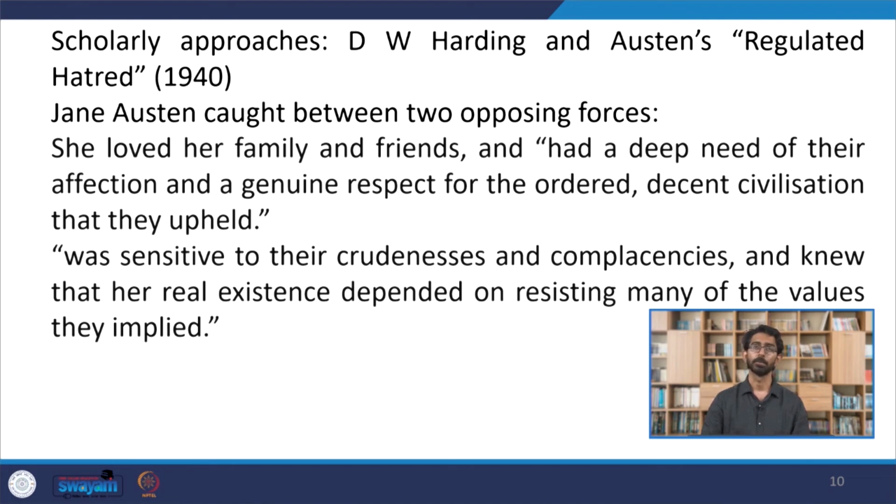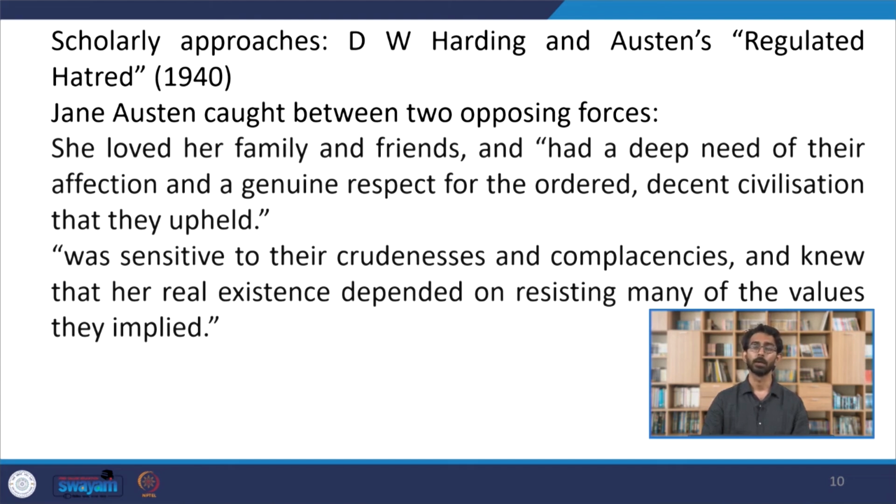On one hand, Jane Austen loved her family and friends. She had a deep need of their affection and a genuine respect for the ordered, decent civilization that they upheld. On the other hand, as a thinker, as an objective, rational, and clear-eyed describer of worlds, Jane Austen couldn't help but notice that some aspects of her social universe were highly problematic, hypocritical, not to speak of unfair and unjust to a huge swathe of individuals.